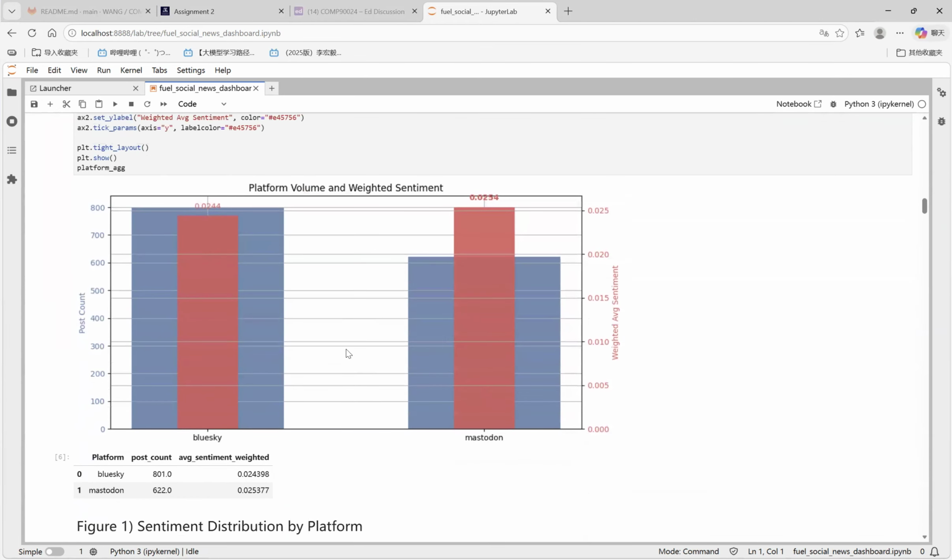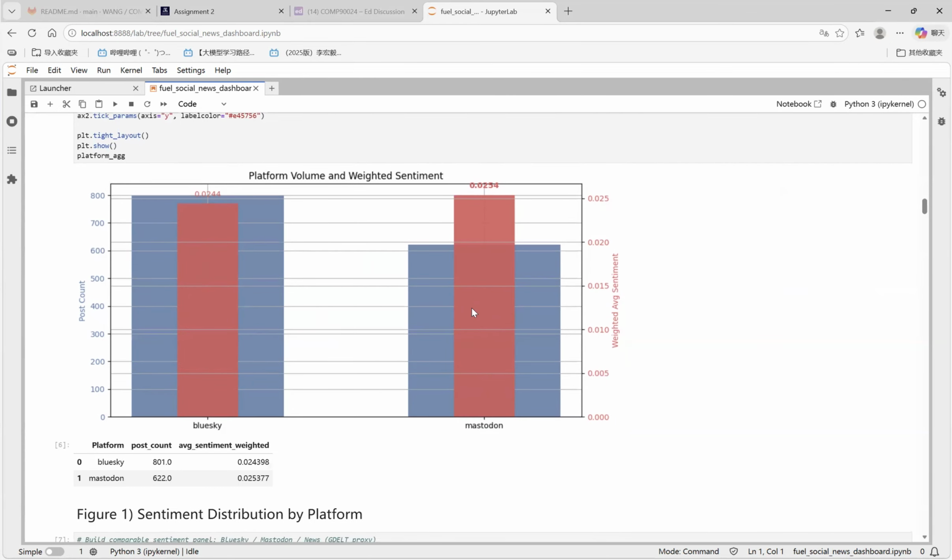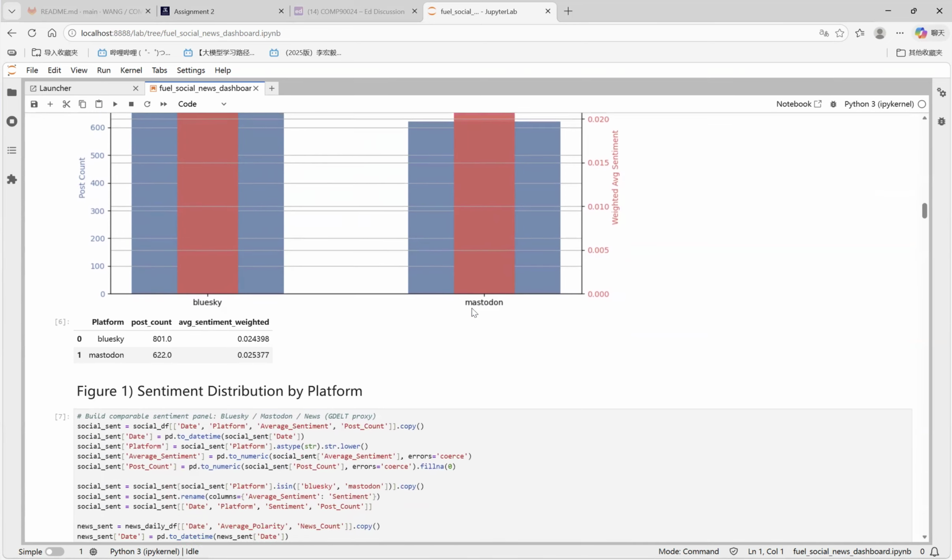And then this is a dual axis bar chart. It shows two sets of data side by side using two different scales, one on the left, one on the right. This is useful when you want to compare two things measured in different ways without needing two separate charts. Here we can see that Bluesky had more posts than Mastodon, but the sentiment scores for both platforms were very close to each other.